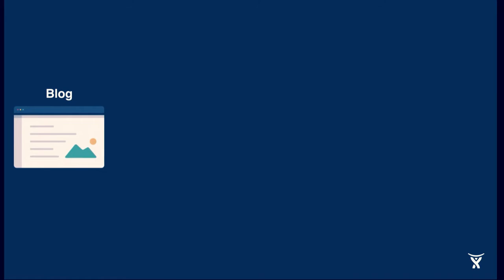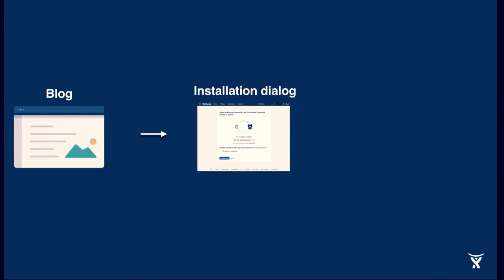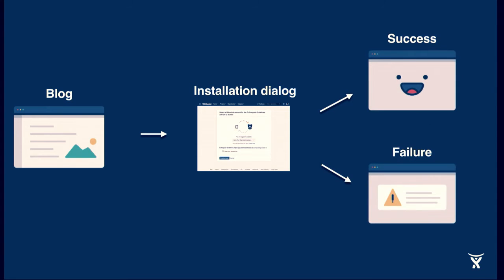So you write a blog post, you use the special link that I'm going to talk about, and set the title to "install the add-on now." The user goes directly into the installation dialog, gets to choose which account to install in, and depending on success or failure, a page of your choice shows up, and you tell the user what to do next.